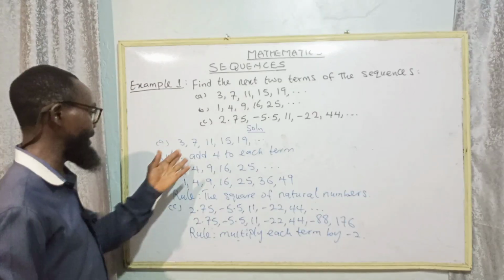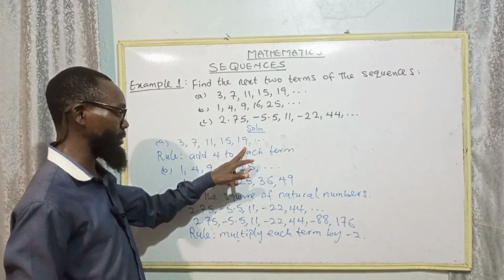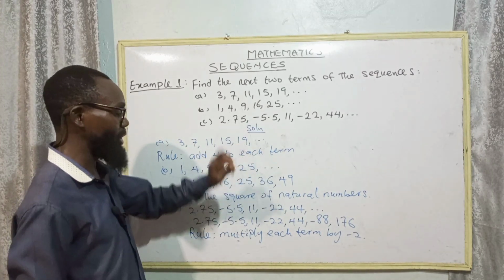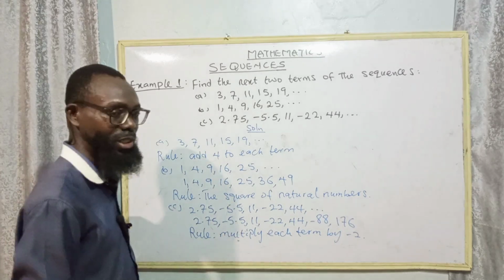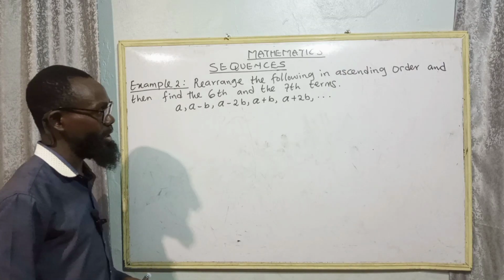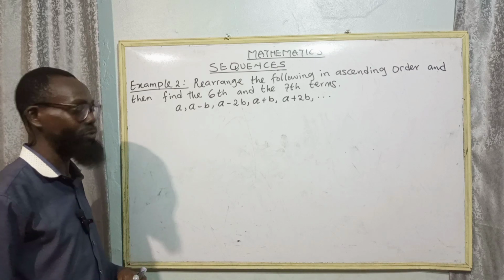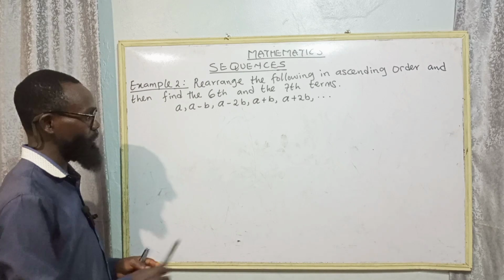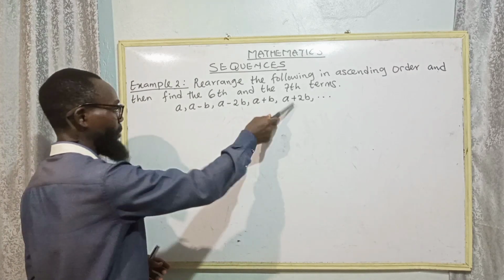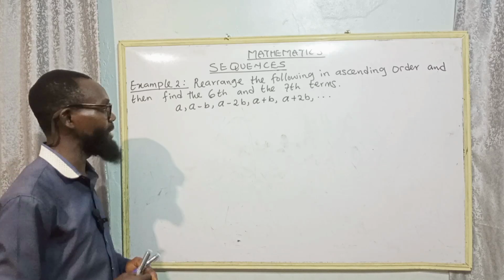So don't forget, in this first one, we had addition of 4 to each term. So 19 plus 4 will give us 23. 23 plus 4 will give us 27. Example 2. Rearrange the following in ascending order and then find the sixth and the seventh terms. How many terms do we have? 1, 2, 3, 4, 5. We have 5 terms. Then find the sixth and the seventh term.